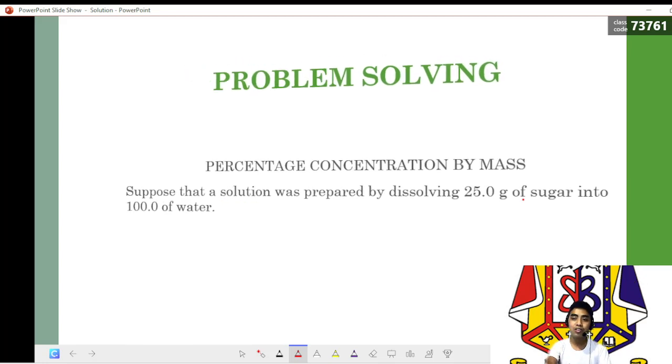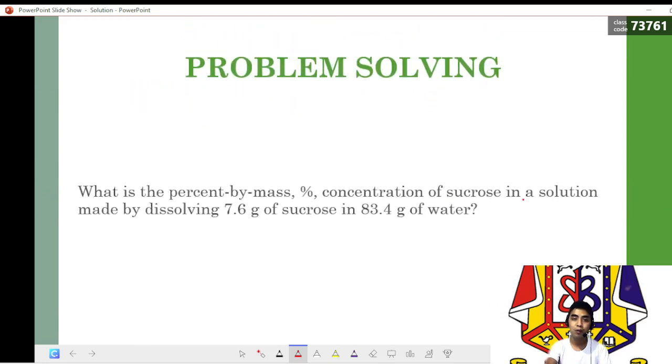Okay? For question number 2, paki-post na lang ng video natin para inyo po masundan. So for question number 2, you're looking for the percent by mass of concentration. Another clue here is you don't have the value of a solution. So sucrose in a solution made by dissolving 7.6 grams of sucrose and 83.4 grams of water. Wala pong value na binigay for solution. So, again, you need to add the solute and solvent to get the mass of solution. Then, do the process of the given equation.